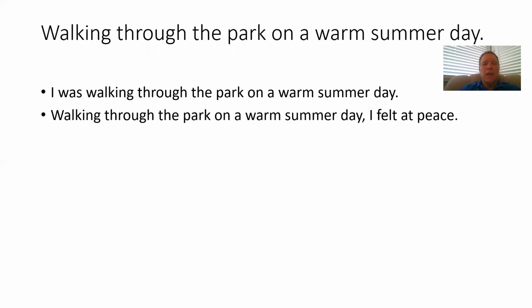So, for example, the first example, walking through the park on a warm summer day. I can add the subject and the complete verb. I was walking through the park on a warm summer day. Or I can take my fragment and connect it to a complete independent clause. I felt at peace. That's an independent clause. That's complete. I connect them. The comma connects them. The period separates it. So if I put a period there, it'd be a fragment, but with the comma there, now it's connected. Walking through the park on a warm summer day, comma, I felt at peace. That's complete now.